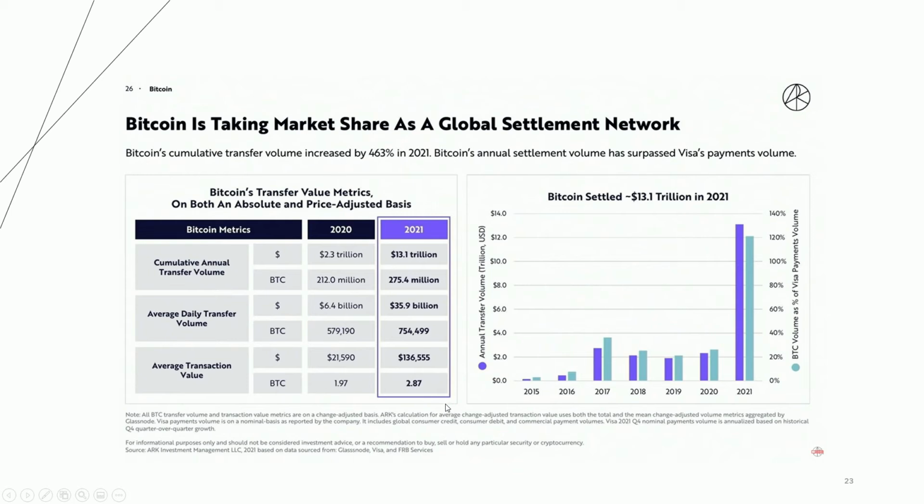Now, the only caveat I would say about this is that Bitcoin primarily handles large transaction amounts. So you can see that the average transaction was $136,000. So Bitcoin cannot compete with Visa when it comes to the number of transactions that it can do, but it makes up for it by the transaction size. And again, I thought this was a phenomenal chart because this shows that Bitcoin is much more than just a store of value. It is definitely disrupting the payments and the settlement side of the business.